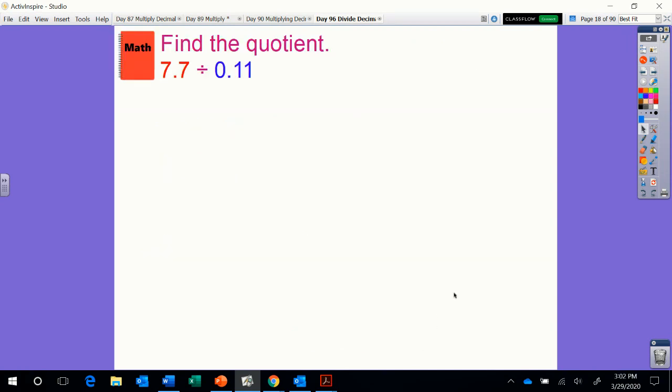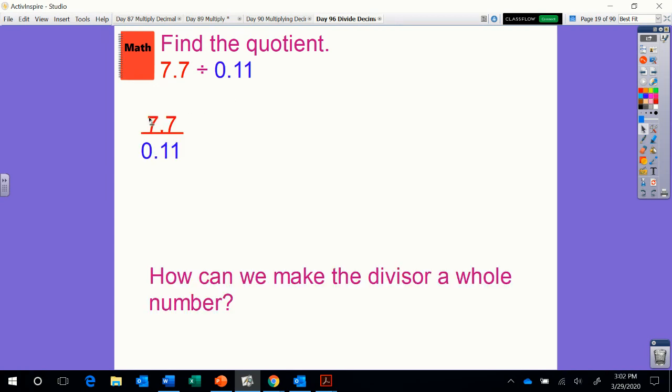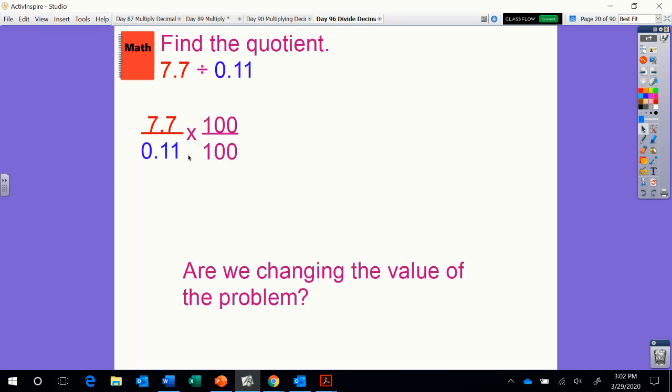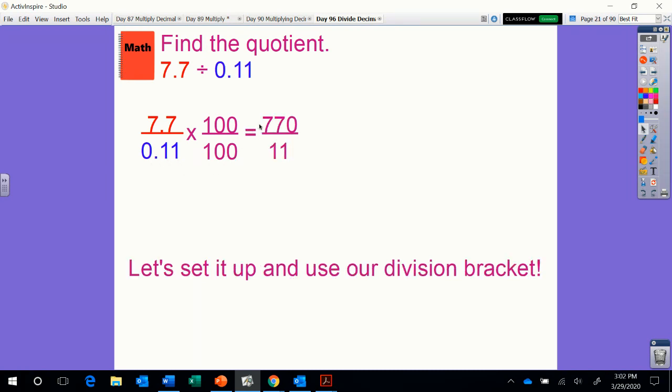Okay, now we have this. Let's set it up as a fraction first. 7 and 7/10 divided by 1100. So now we need to make this divisor a whole number. So look at our divisor. How many times do we need to multiply to move this over so we have a whole number? 100. Here, there's 2 zeros, so we're going to move this decimal 2 places, and here as well. And we get 770 divided by 11.